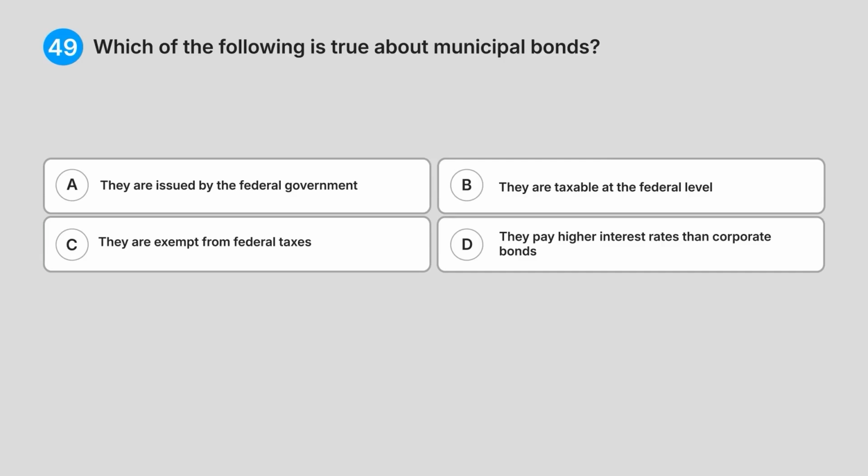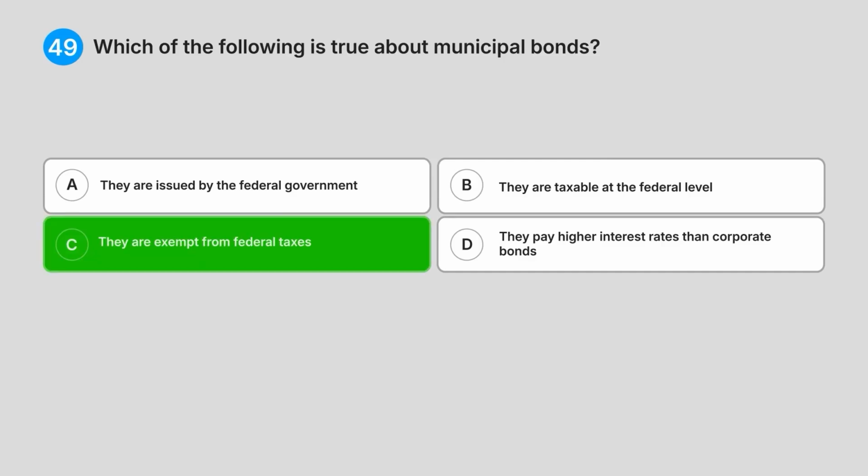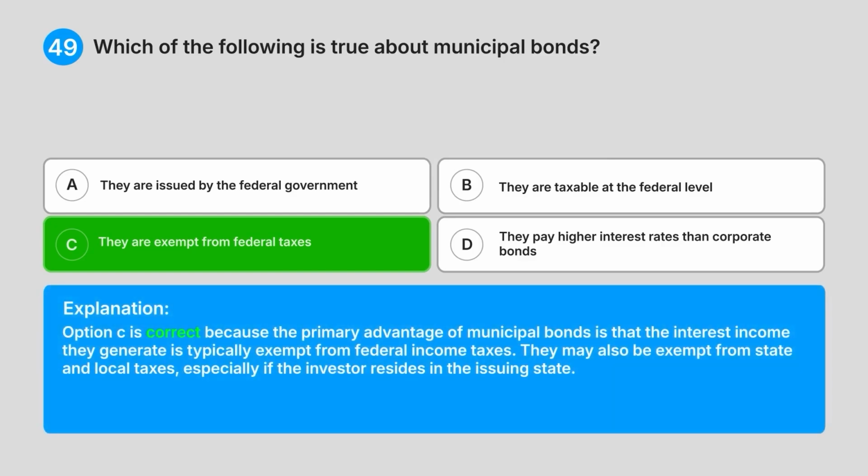Correct answer, C. They are exempt from federal taxes. Explanation: Option C is correct because the primary advantage of municipal bonds is that the interest income they generate is typically exempt from federal income taxes. They may also be exempt from state and local taxes, especially if the investor resides in the issuing state.